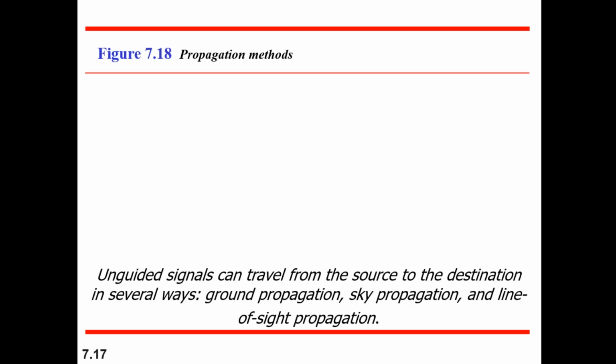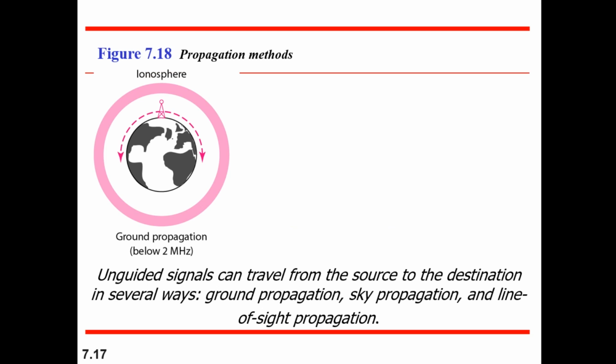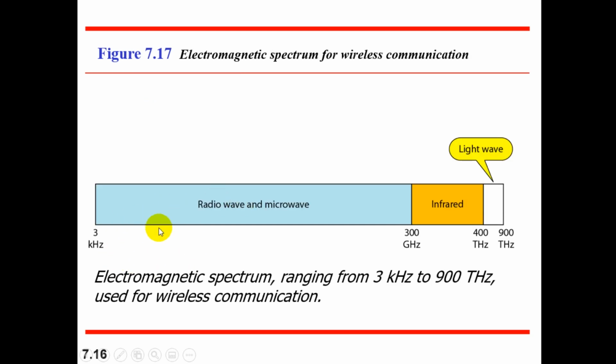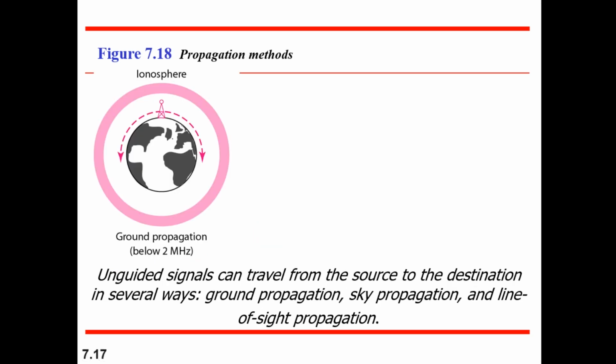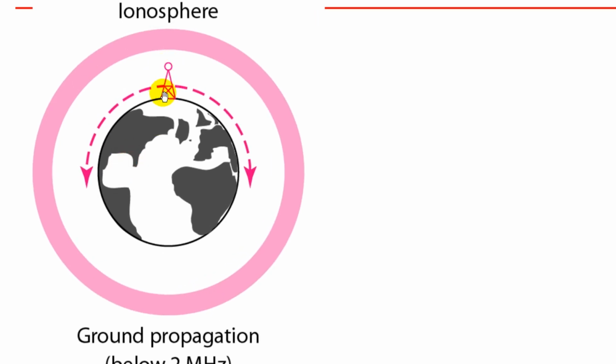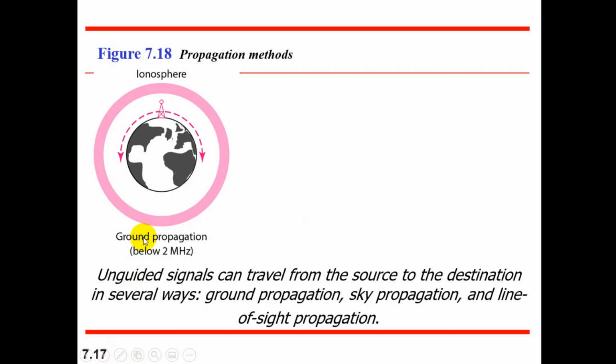So these are the propagation methods. For example, if you are operating at a lower range of frequencies, below 2 megahertz, in the radio wave region, you will have ground wave propagation, which means that, let's suppose this is an antenna, when the signal radiates from this antenna, it propagates by touching the earth's surface again and again, like this.